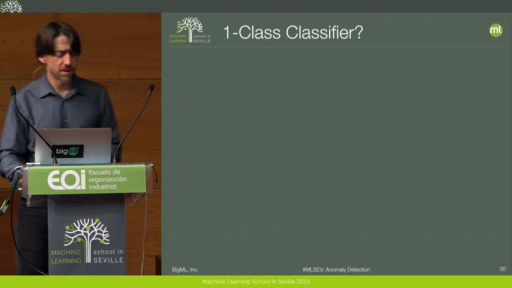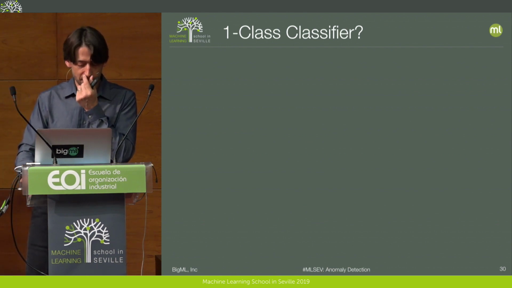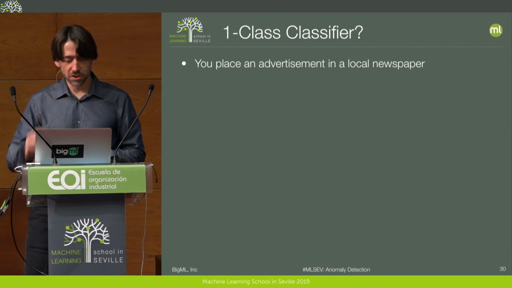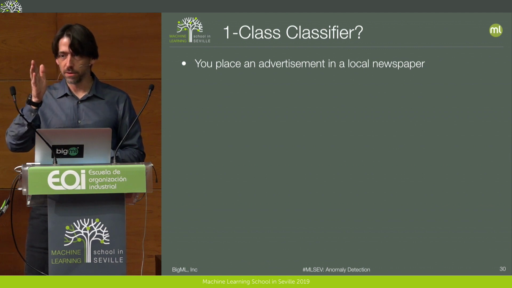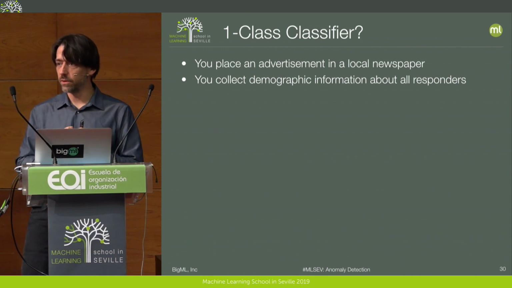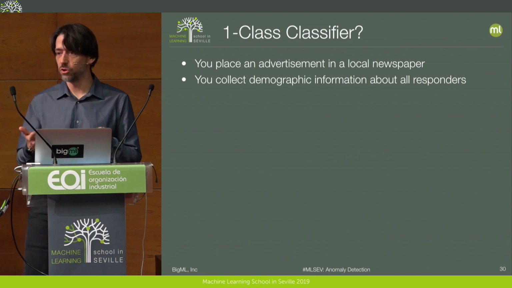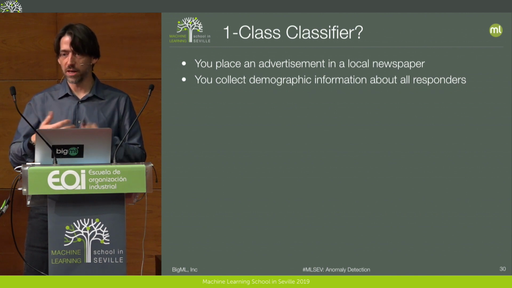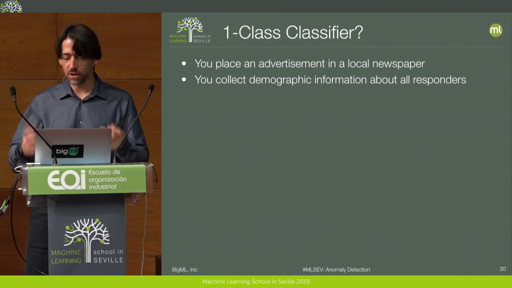Let's think about a one-class classifier. This is another cool application of the anomaly detector. So let's say you place an advertisement in the local newspaper, and you collect demographic information about all the responders. So people write back to you, they say, I really want that refrigerator, or they come into your store. So you know who they are, and you collect their information, how old they are, how much money you think they make. So you've got all this data.